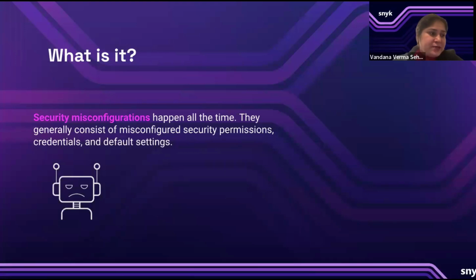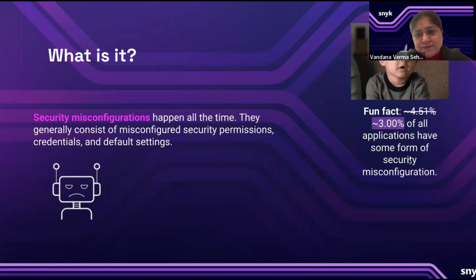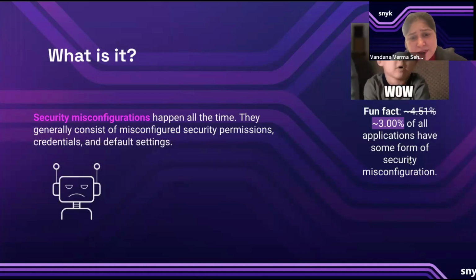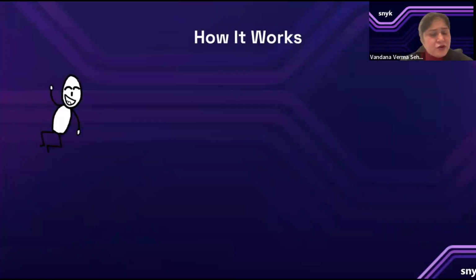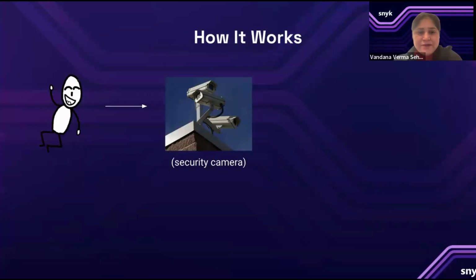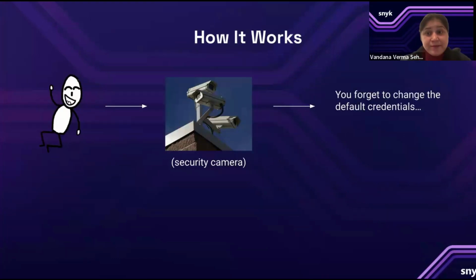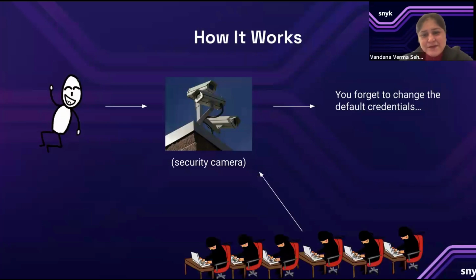And when we check the data, we realize that 19.8% is the maximum incidence rate, and on average 3% of all the applications have some form of security misconfiguration. Now, who's making it? It's we who make it, unintentionally a lot of times. So we need to be very, very cautious about it. Now, how does it work? Think about the security camera. Here, we tend to forget about checking those default credentials. And what happens next? Everybody is able to see what's happening where.